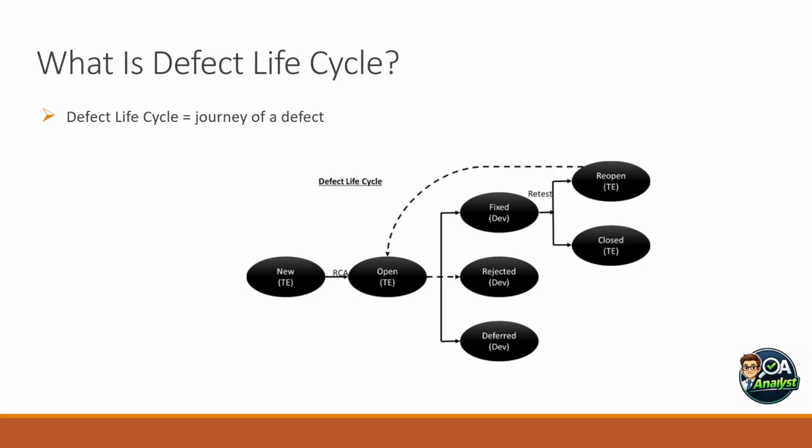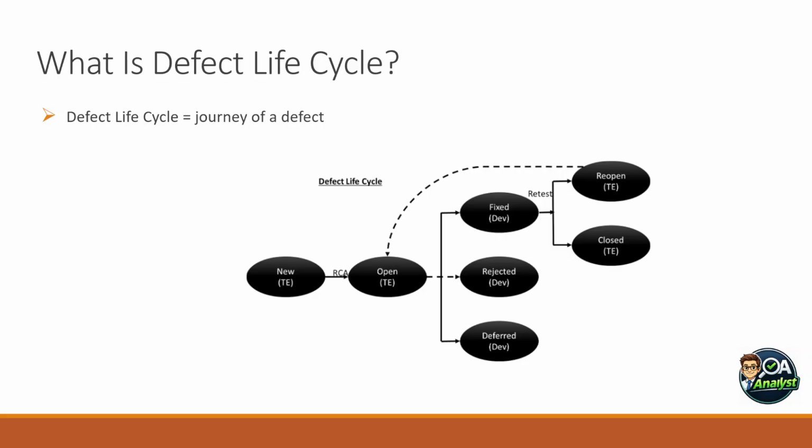Okay, so let's quickly summarize the flow. First is new, then open, fix, and then retest. After retesting, it can be closed or it can be reopened. If it is reopened, again it will go back to open. When the defect is first reported, it is marked as new. After review, it moves to open when developers start working on it. Once the fix is implemented, the defect status becomes fixed. The tester then retests the defect to verify the fix. If the issue is resolved, it is closed. Otherwise, it is reopened and sent back for fixing again.